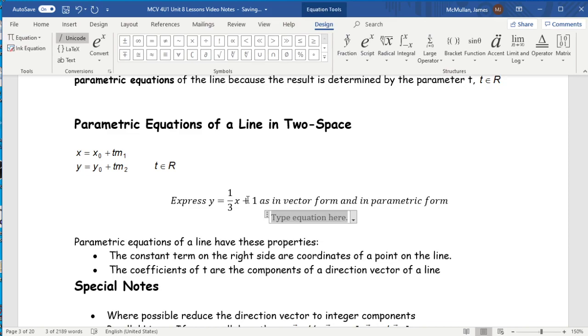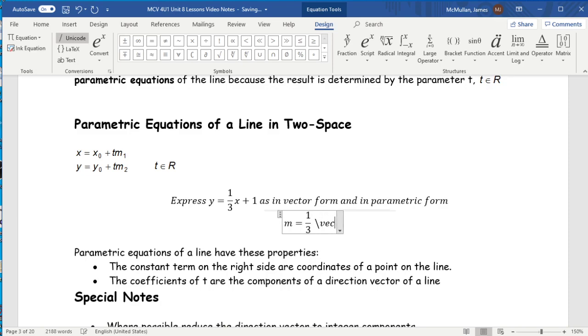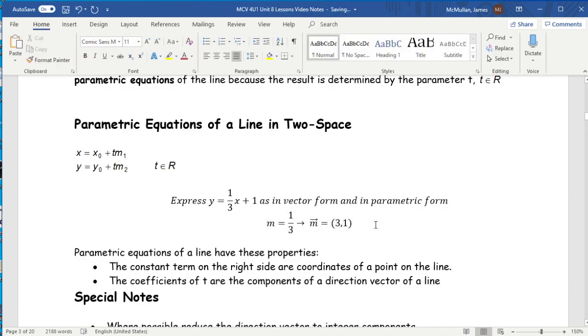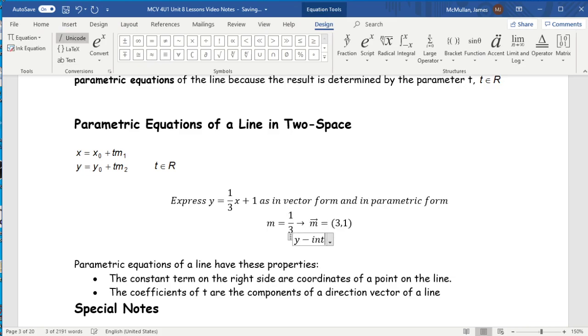Okay, so let's write it as a vector. If the slope of the line is 1/3, then the vector m is the run and then the rise: 3, 1. Now, again, it doesn't have to be 3, 1. You could make it 6, 2, or you could make it -3, -1. It makes no difference because all of those are parallel. So you might as well just pick the simplest one. m is 3, 1.